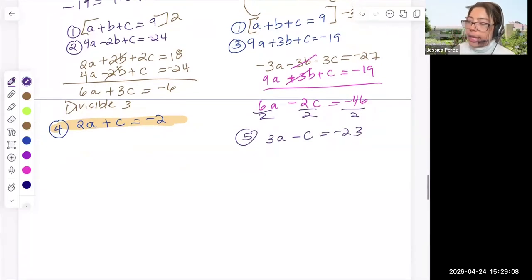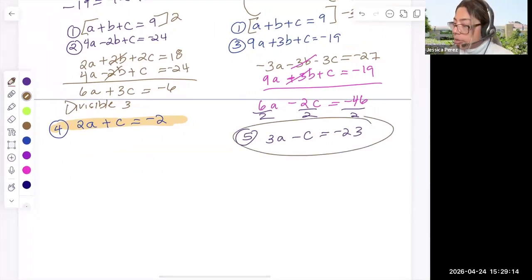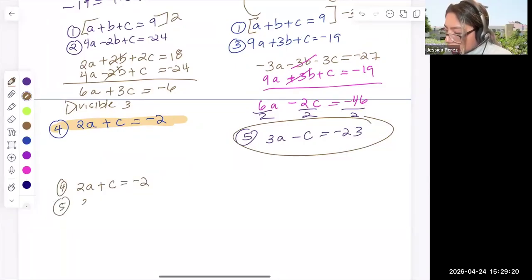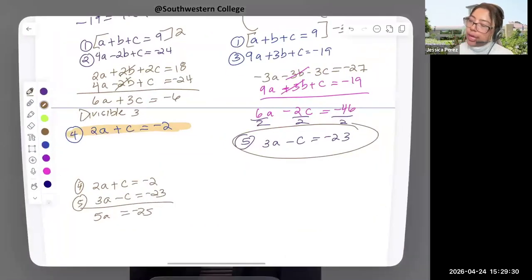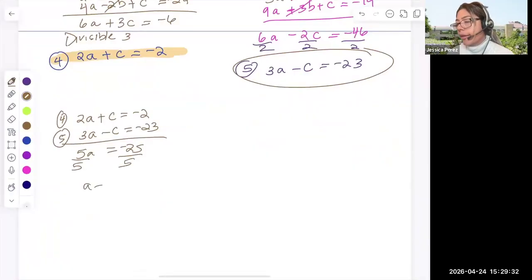Now, finally, I can combine equations 4 and 5. So I'm going to combine equation 4 and 5 and cancel c. So 2a plus c equal negative 2, equation 4, and equation 5, just 3a minus c equal negative 23. I get 5a is equal to negative 25. Notice that here I'm able to solve for a, and I get a equal negative 5. So I'm able to solve for one solution.